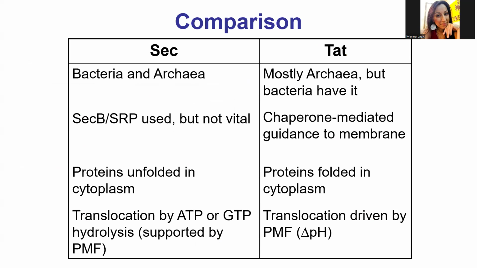So just a brief comparison of SEC and TAT. Again, bacteria and archaea have SEC, but TAT is mostly present in archaea. 4% in bacteria, don't memorize numbers, just know that it's a minority in bacteria. In TAT, a chaperone-mediated protein brings it to the TAT translocase. In the SEC system, you will have SRP and SecA. SecP is just analogous to SRP, but you need to memorize only SRP. The key point is that SEC translocates proteins that are unfolded, while TAT translocates proteins that are fully folded.